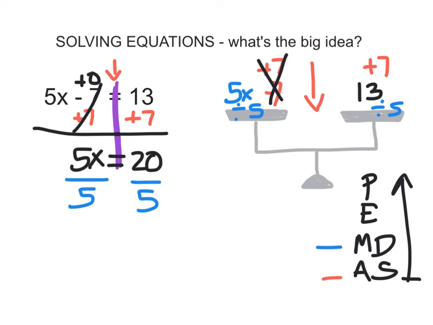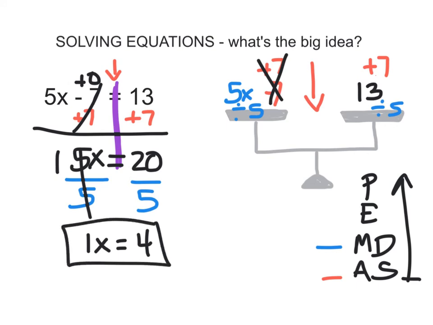Now, 5 divided by 5 as a fraction is 1. So we're left with 1x equals, and 20 divided by 5 is 4. So x equals 4. Remember, we always need to keep the scale balanced by doing the same thing to one tray on the balance as we do on the other side.